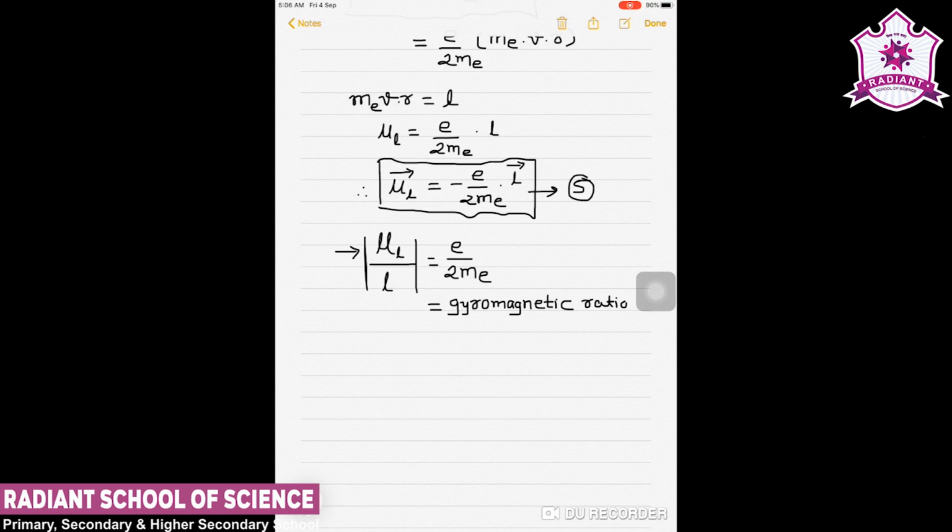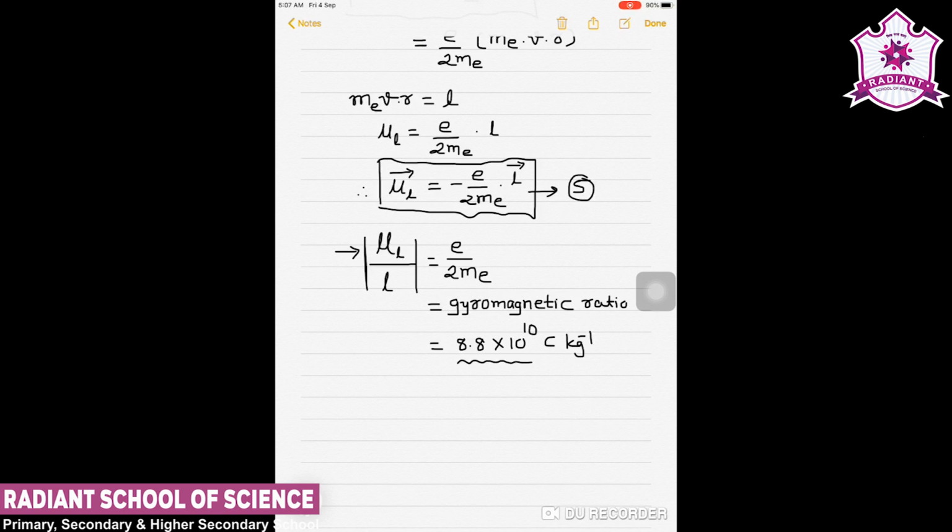It has a specific value, about 8.8 into 10 raised to 10 coulomb per kg. Here e is electric charge, so it has a unit of coulomb, and me is the mass of an electron that is measured in kilograms. So this will be the value, and this is a verified value for different elements.